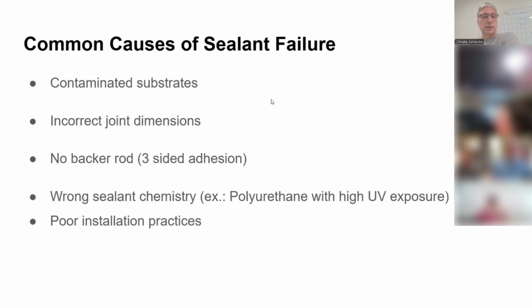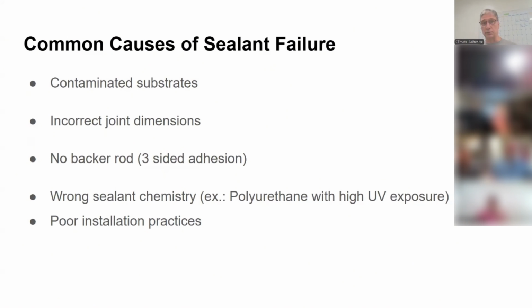Common causes of sealant failure. Again, contaminated substrates. We want clean substrates. Incorrect joint dimensions. We want to get the joint depth to width ratio correct. No back rod. If you end up with three-sided adhesion, stuff like that, or inconsistent depths in your joint, you're going to get failures. Wrong sealant chemistry.